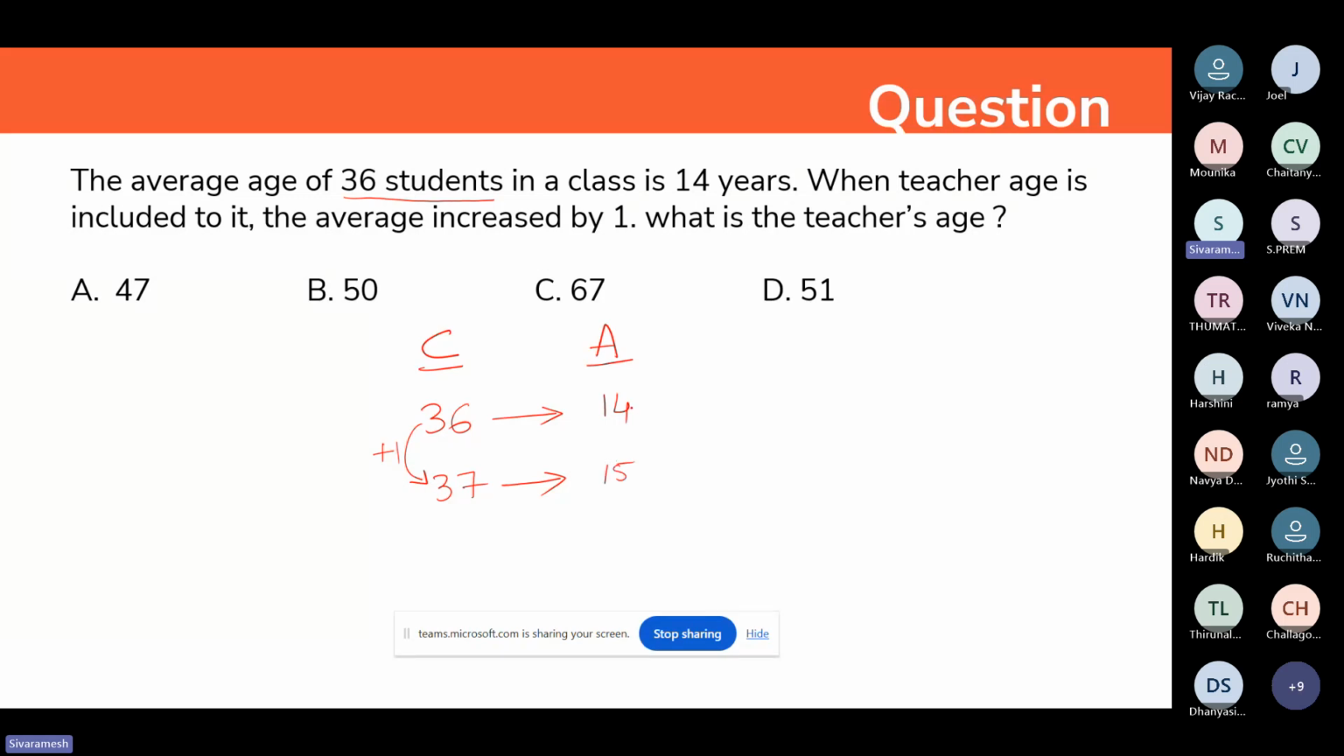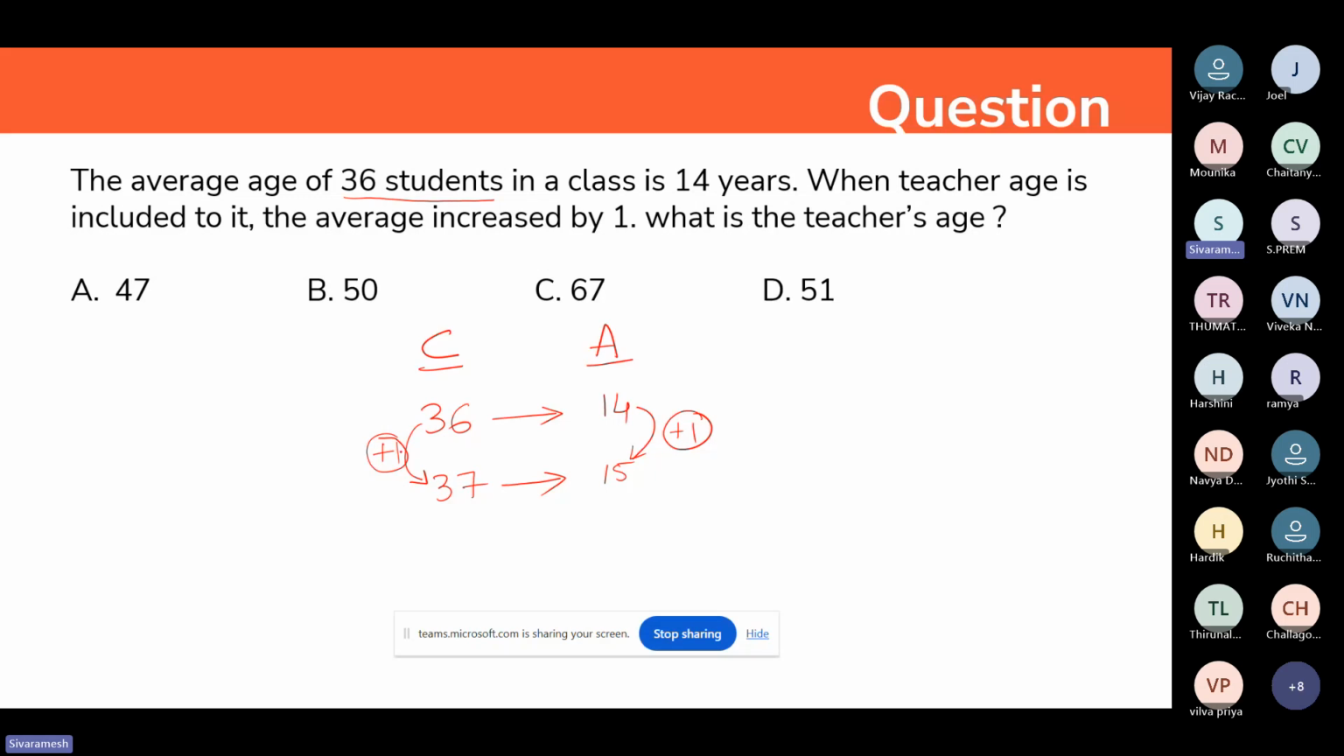Now what you need to do is, on the left side, how much got increased is the count. So this is +1, meaning the teacher. The count is getting increased by 1, and the average also got increased by 1. Up to here I hope you all are clear. So we need to write count on one side, average on the other side. Count is 36, average is 14. When the teacher age is included, count became 37. Now the average is increased by 1, so I have written here 15.